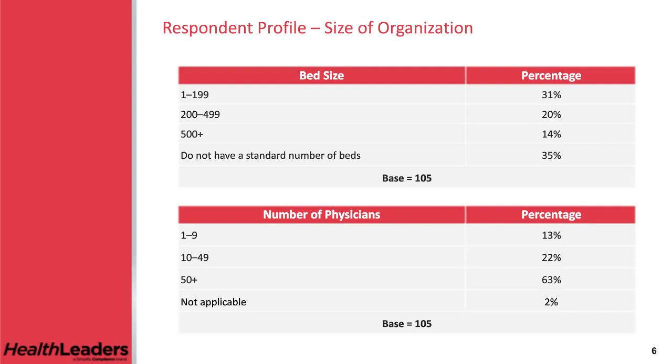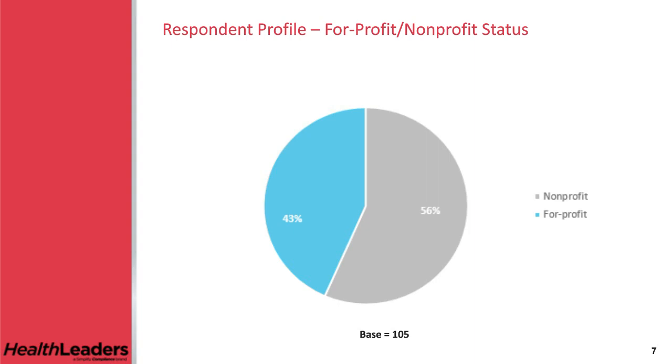For numbers of physicians, again, good distribution here. 13% fall in that 1 to 9 physician group, 10 to 49 is 22%, and 50 plus is 63%. And for nonprofit versus profit, we are looking at a group that is 56% nonprofit and 43% for profit.